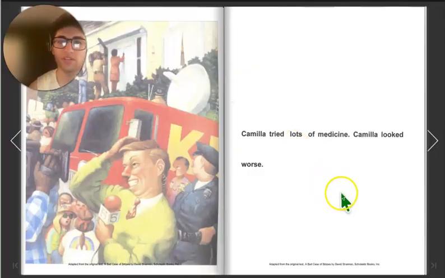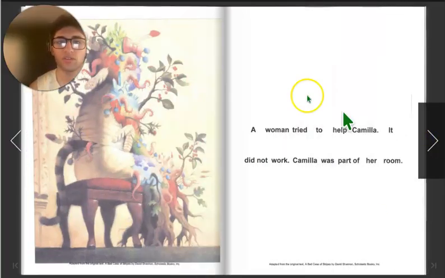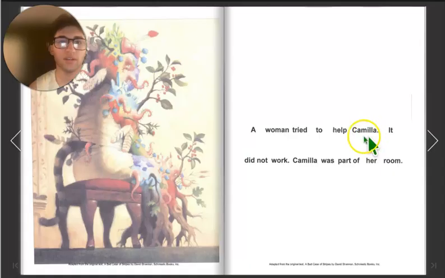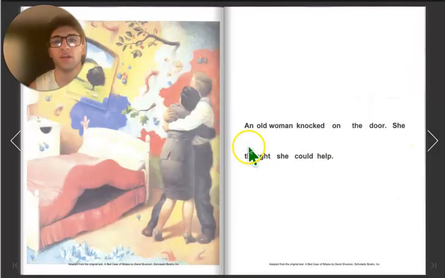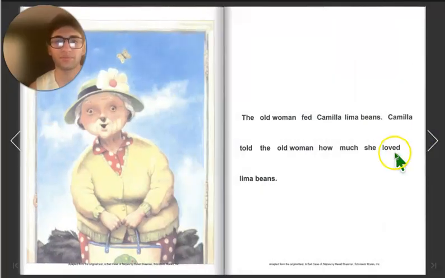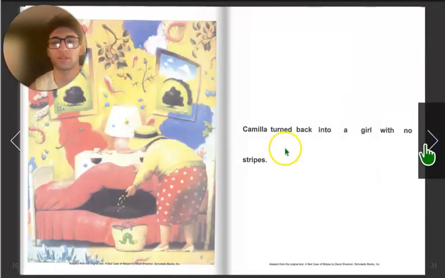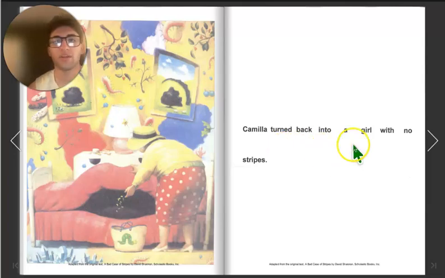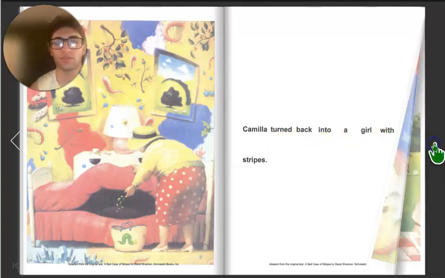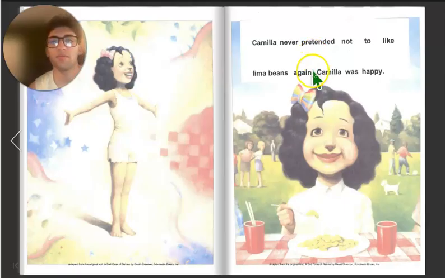Camila tried lots of medicine. Camila looked worse. A woman tried to help Camila. It did not work. An old woman knocked on the door. She thought she could help. The old woman fed Camila lima beans. Camila told the old woman how much she loved lima beans. Camila turned back into a girl with no stripes. Camila never pretended not to like lima beans again. Camila was happy.